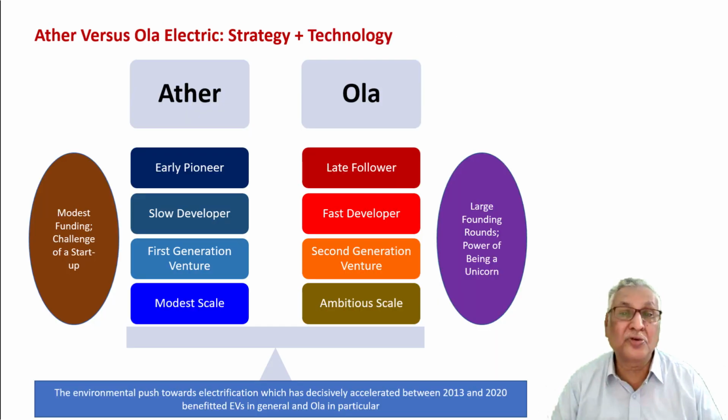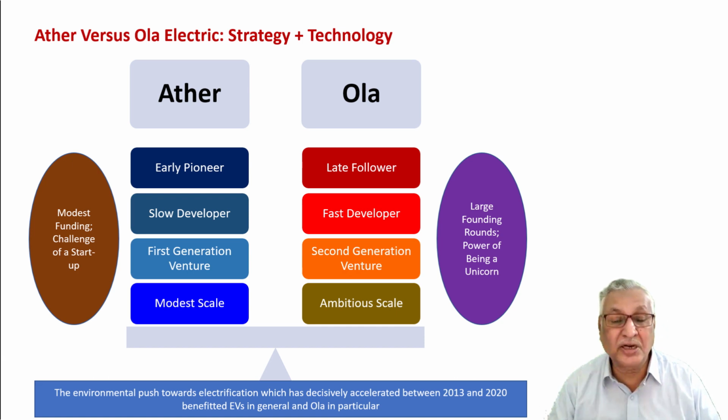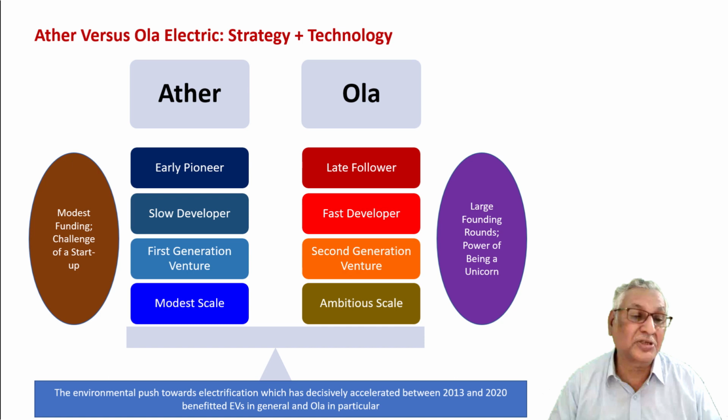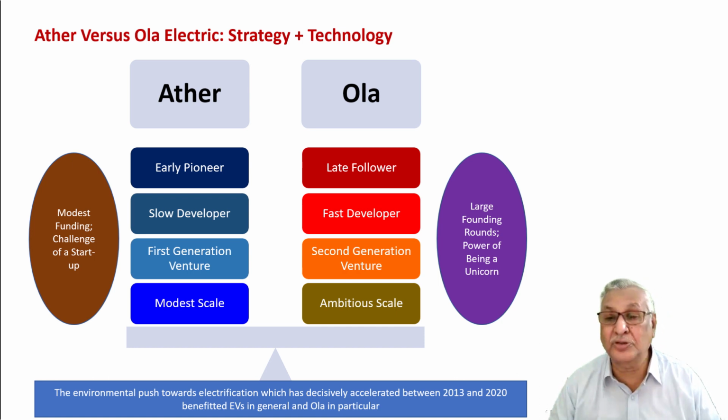When you look at Ather and Ola Electric, you can see this as a combination of strategy and technology. Both are required. Ather has been an early pioneer but a slow developer. It is a first generation venture which has been conceptualized and is still being operated on a modest scale. As a result, it has got modest funding and it has faced all the challenges of a startup over the last 9 years of its inception and growth.